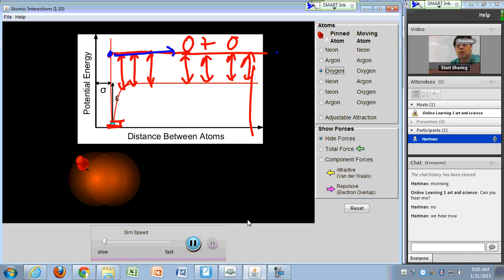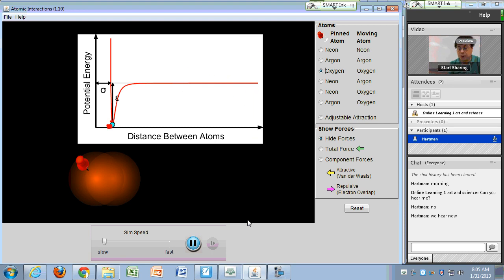In fact, let me show you. Once they hit that point right there, I'm going to move these two atoms closer together. Let's say they have that much energy. Oops. Let me just drag this one instead. Oops. I can't drag it. There. So that was too fast.